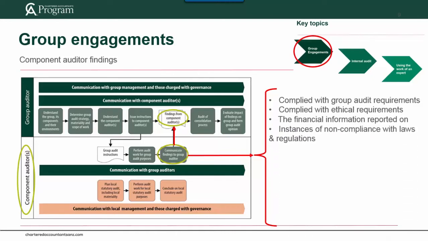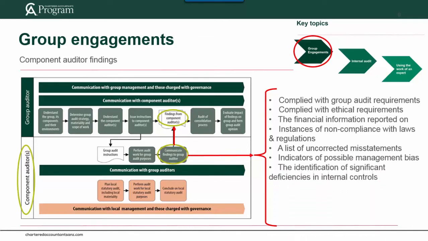instances of non-compliance with laws and regulations that could give rise to a material misstatement in the consolidated financial statements, a list of uncorrected misstatements of the relevant component, indicators of possible management bias, the identification and description of significant deficiencies in internal controls, other significant matters including fraud or suspected fraud, and the component auditor's overall findings and conclusions or opinions. Typically, the detailed working papers documenting the results of the work performed on the component are retained in the component auditor's audit file and are not provided to the group auditor unless specifically requested.